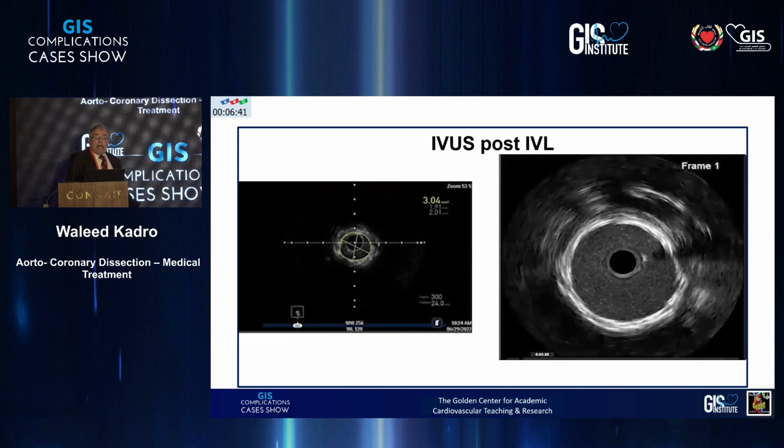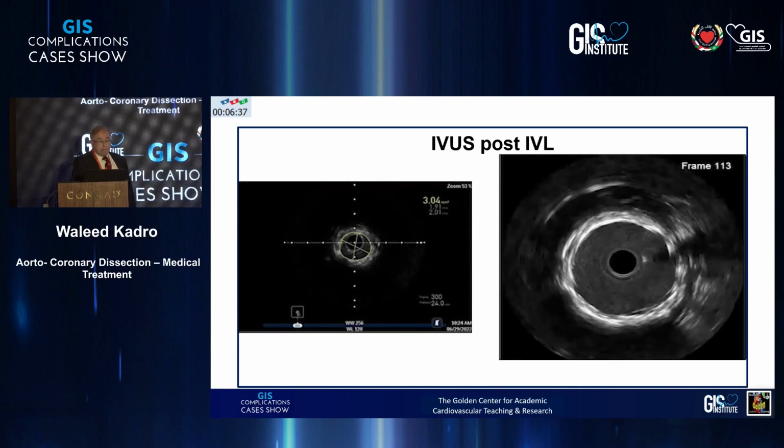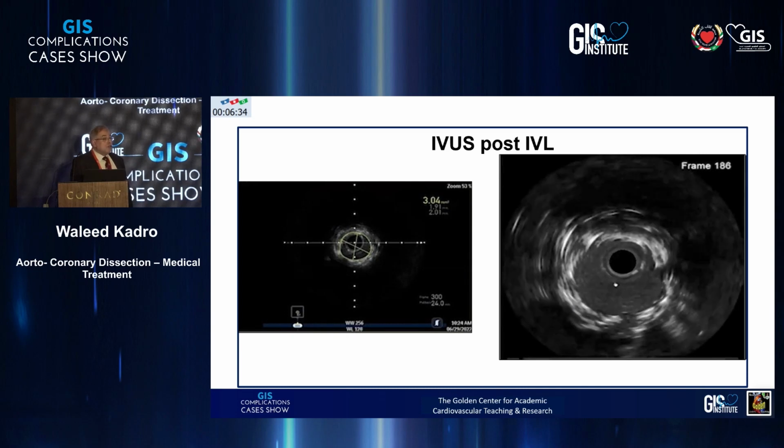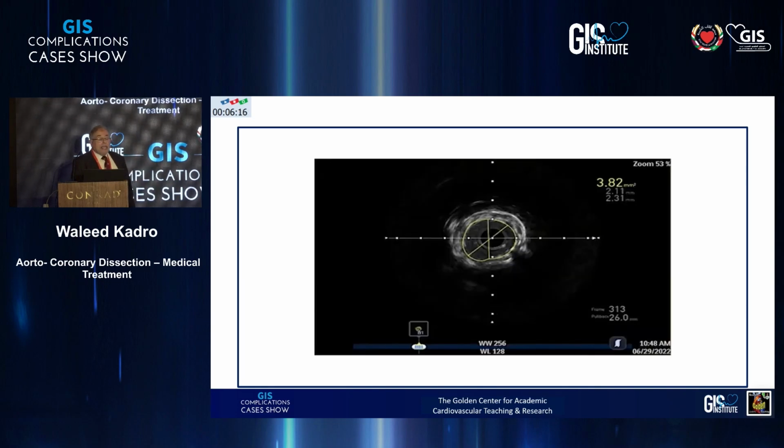Again, the IVUS showed the minimum lumen area came up to 3. So still, we have to do more. I used the NC balloon in the area and upsized to 3.375, and then used a shorter balloon, hopefully, because we can inflate more and dilate just this focal area. Again, I reached a minimum lumen area of 3.82. So can we do more, or shall we stop?